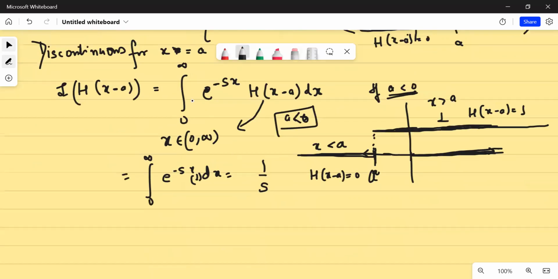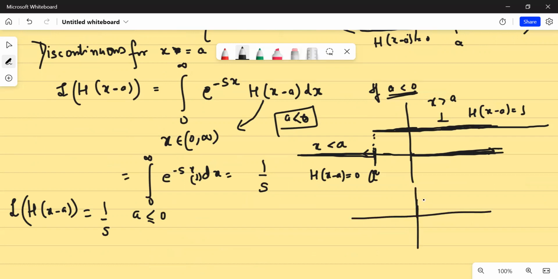So what can I write? I can write that the Laplace transform of h of x minus a, that is the Heaviside function centered at x equal to a, would be equal to 1 upon s, provided a is less than 0 or even equal to 0. Because if a is equal to 0 also, for all x greater than 0, your Heaviside function would be 1 only. Is that clear or not clear? Yes, sir. So for all a less than or equal to 0, your Heaviside function's Laplace transform would be 1 upon s.